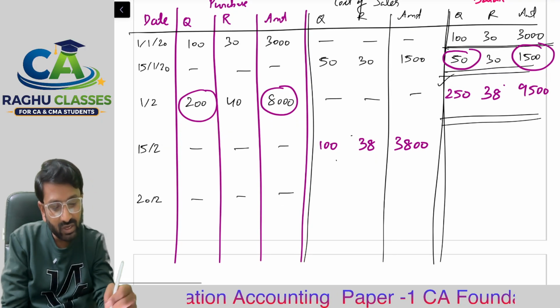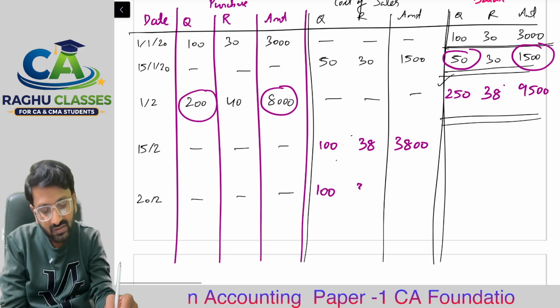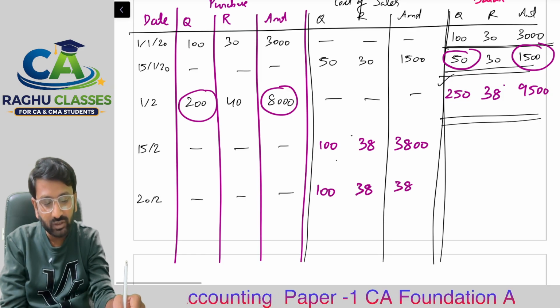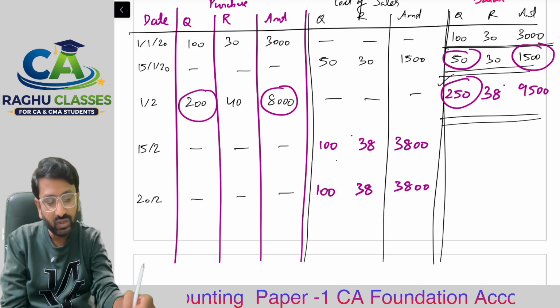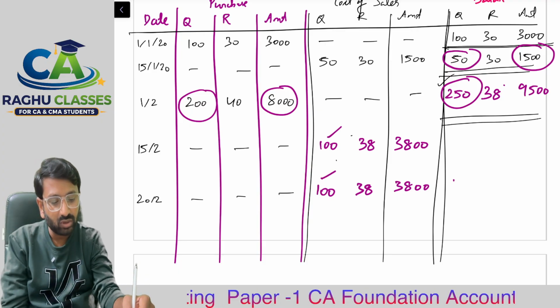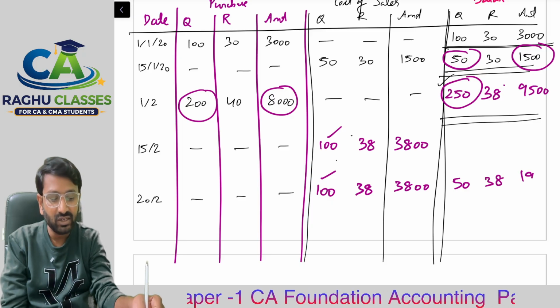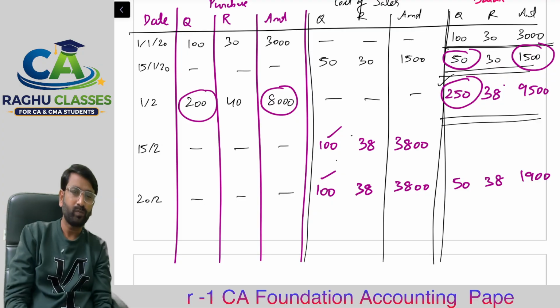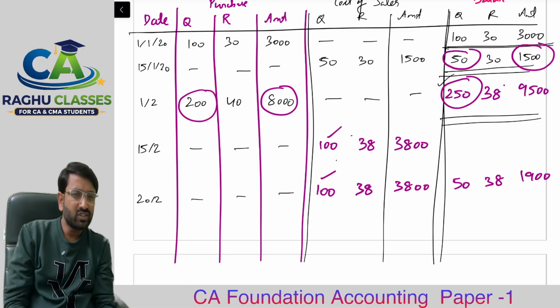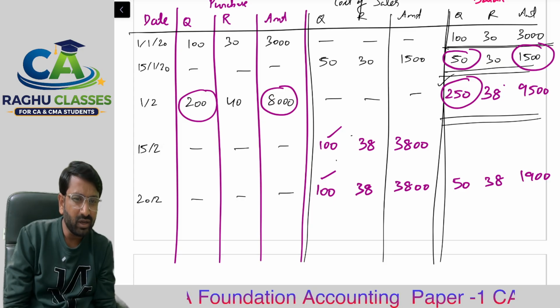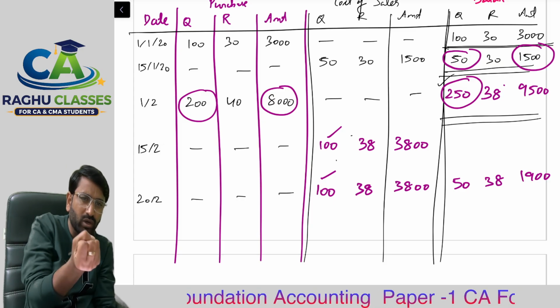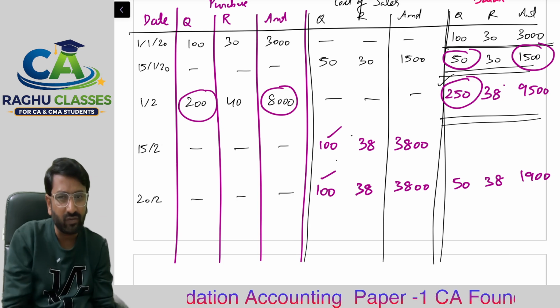And again on 20th February, another 100 units. The rate is 38, amount is 3,800. So can we say out of 250, 200 gone. So now the closing stock will be 50 units. Rate is 38, 1,900 will be your closing stock. Which means in weighted average method, we need not maintain the items lot wise. We just take the total quantity and total amount, find out the weighted average rate.